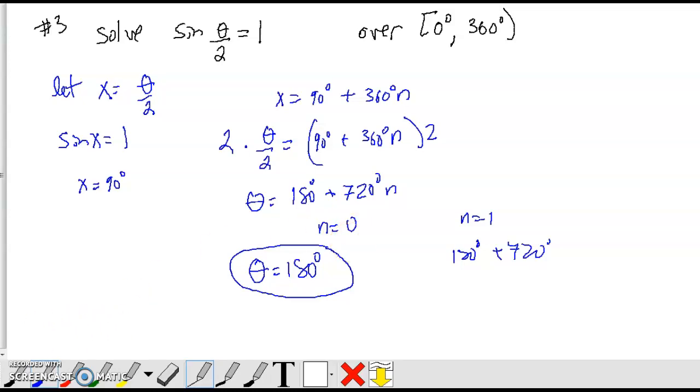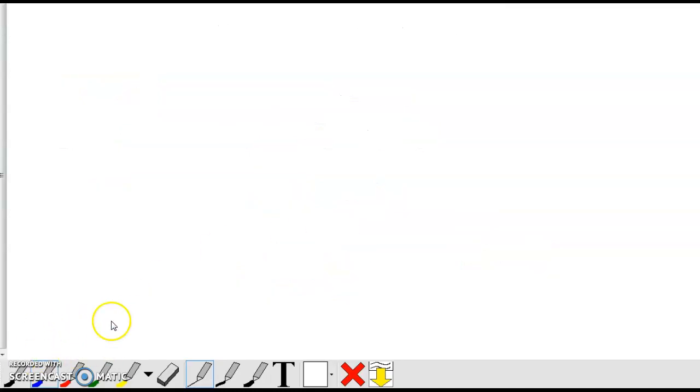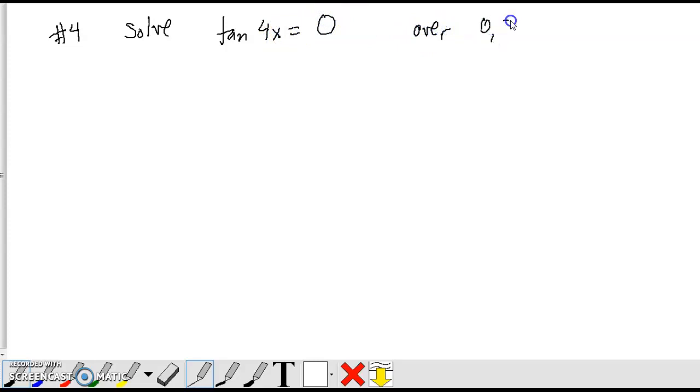All right, let's try another one. Why don't you go ahead and pause the video and try solving this one. Tangent of 4x is equal to 0, and again, over 0 to 2 pi. Pause the video and see if you get all of the answers that I'm about to get.